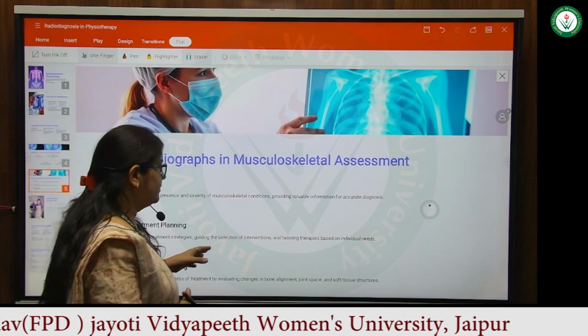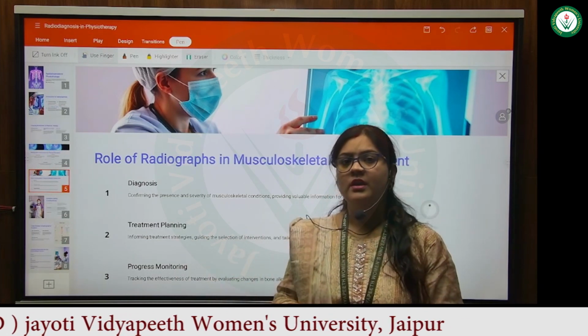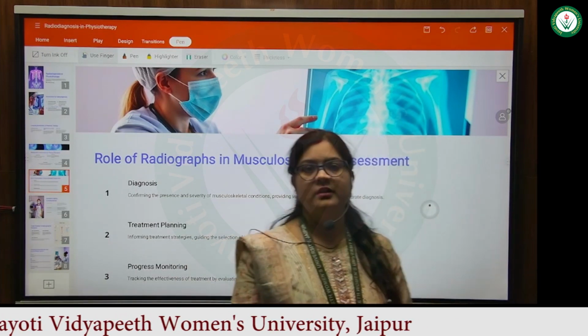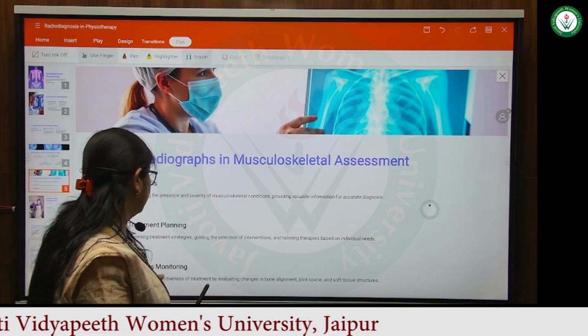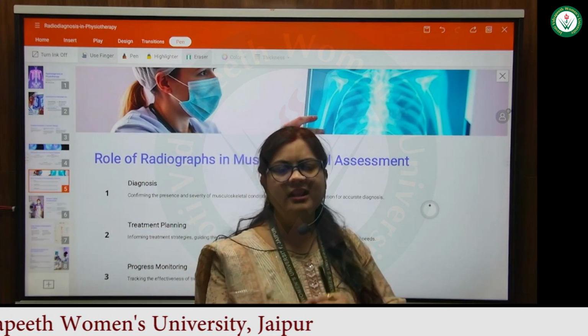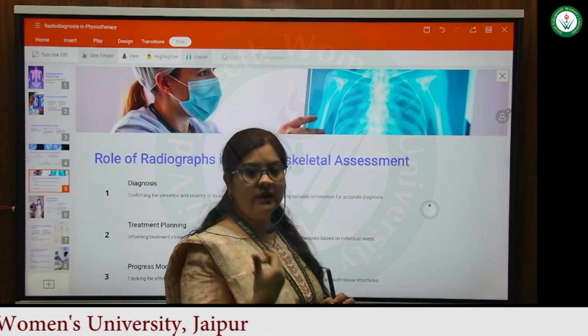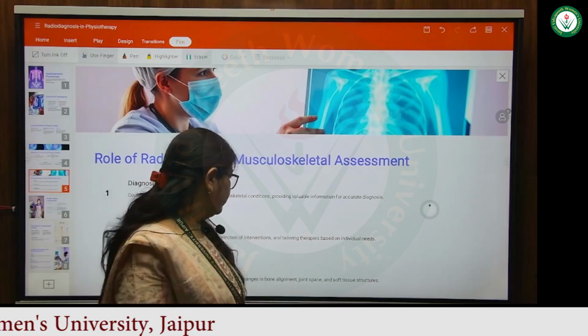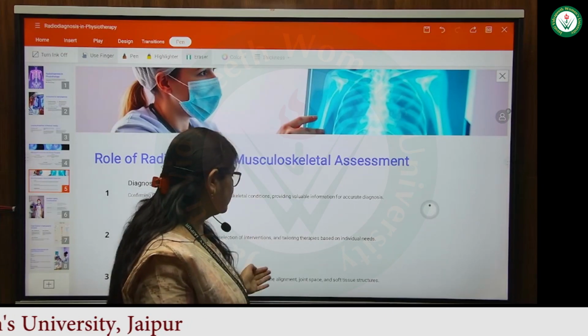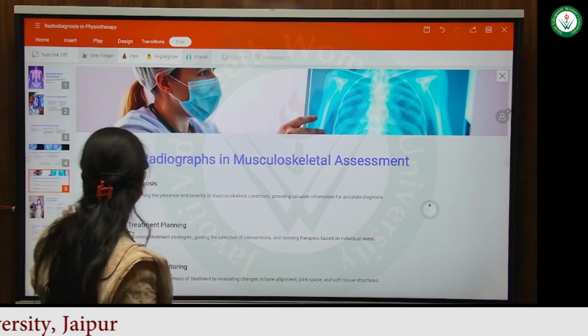Treatment planning gives us a tailored protocol which is helpful for the patient's recovery. And in progress monitoring, while we are giving the treatment, we see how much has been regained and recovered. So we are evaluating the changes and variations of the bony alignment, joint spaces and soft tissue structures.